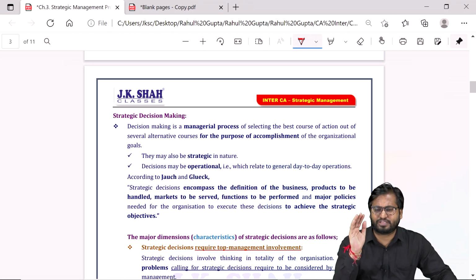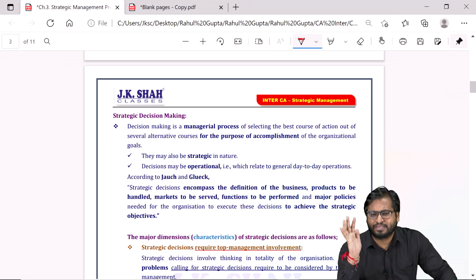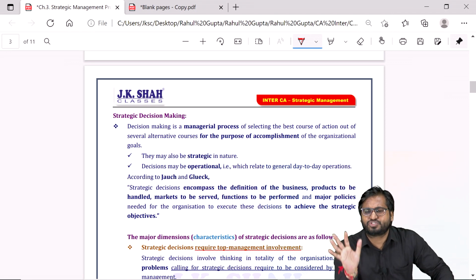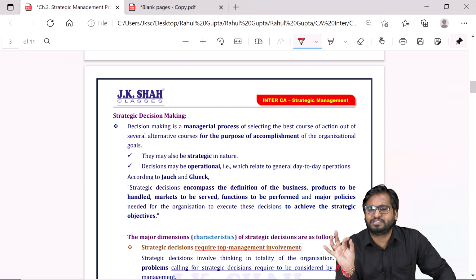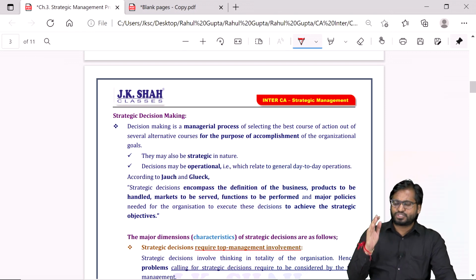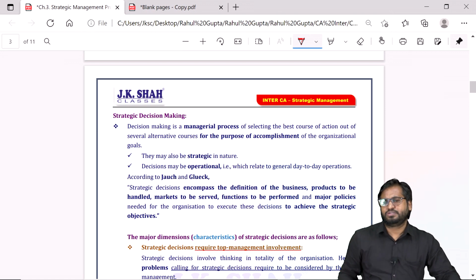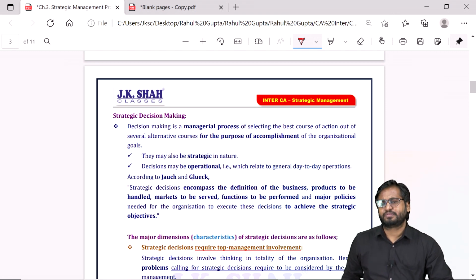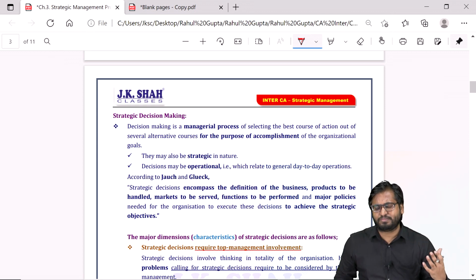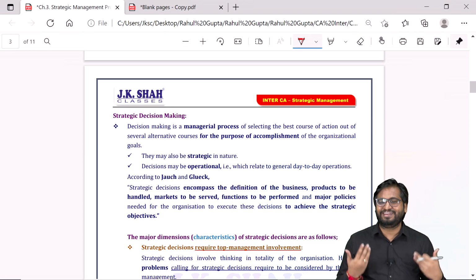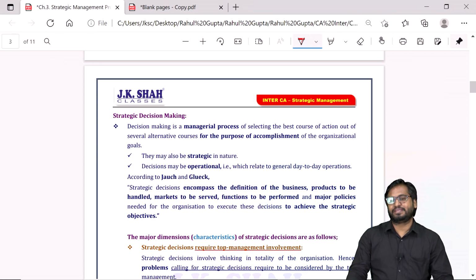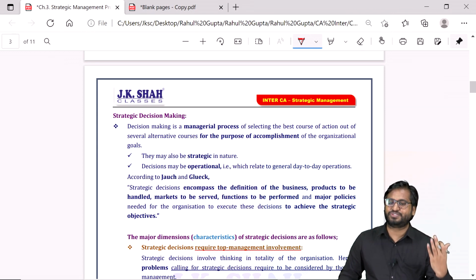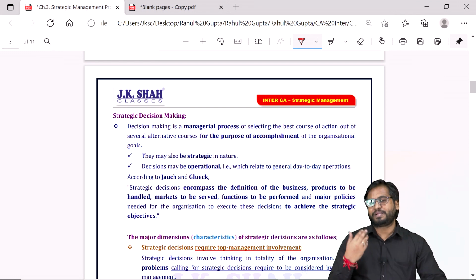I have 4 or 5 alternatives. I have evaluated each one, and now I am selecting one particular strategy. So this is decision making. Decision making is a managerial process of selecting the best course of action out of the several alternatives available to me. And why am I selecting the best one? Because I want to achieve my organizational goals. So, there can be 2 types of decision making. One, strategic decision making. The other, operational decision making.